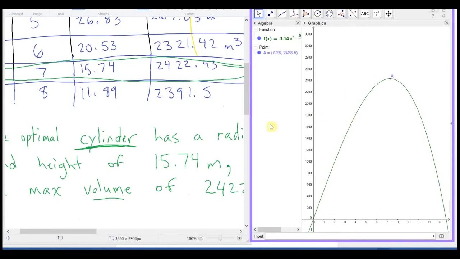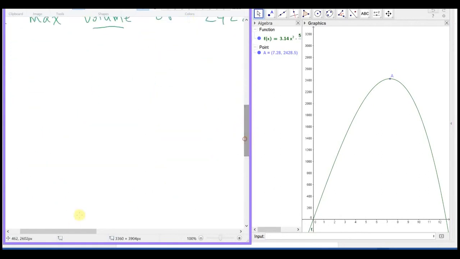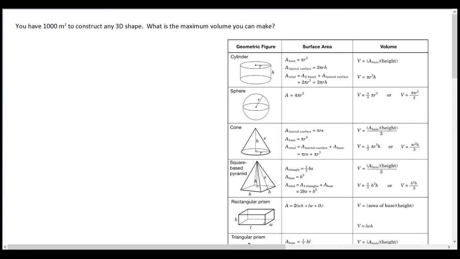For a cylinder, is the cylinder the best shape? Let's figure out what it would be for a square-based rectangular prism. We are going to try to maximize the volume using the 1,000 meters squared of material we have, and we're going to try to do it with a rectangular prism. The rectangular prism has 6 faces, and all of the faces are rectangles. We know that to maximize the area of a rectangle, we need a square. So let's try to do ours with a square base.